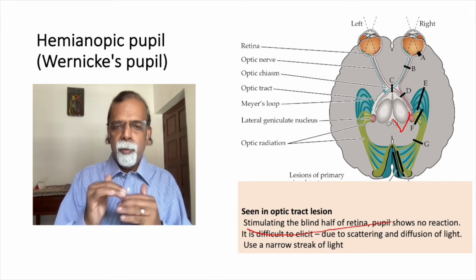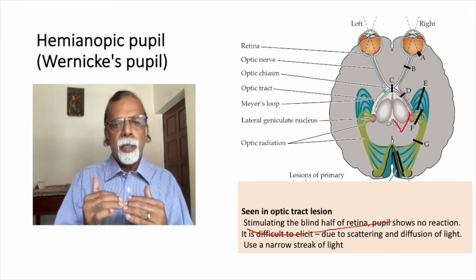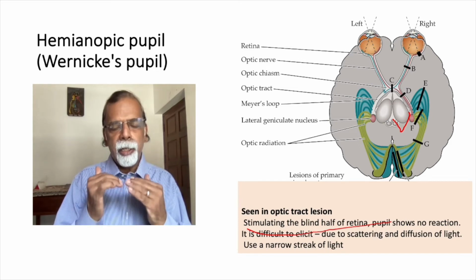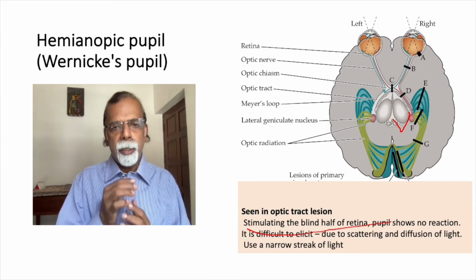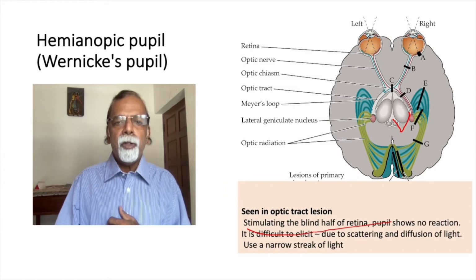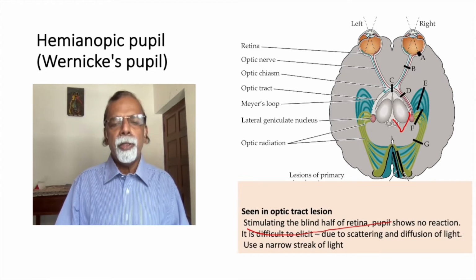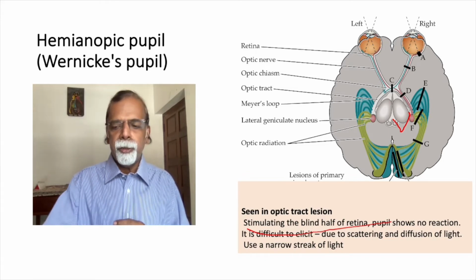So the important point is, when somebody comes with blindness and the pupillary light reflex is preserved, that means it is an optic radiation rather than an optic tract lesion, because in an optic radiation lesion, the fibers for the pupillary reflex have passed from the optic tract without relaying in the lateral geniculate body, and have gone to the Edinger-Westphal nuclei. Hope that point is clear to you.